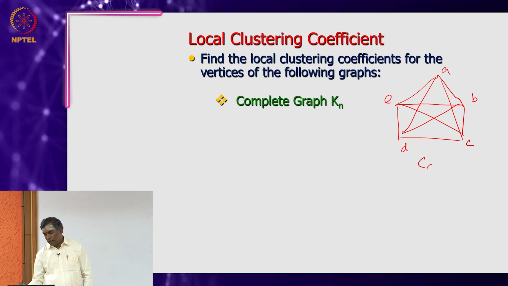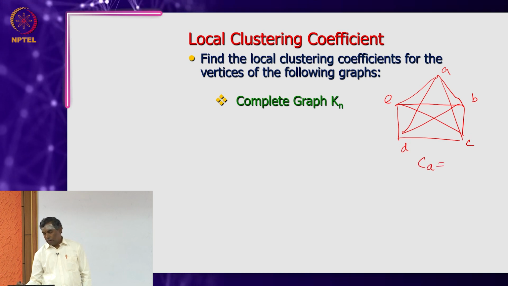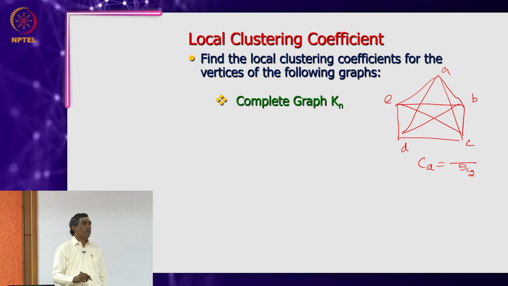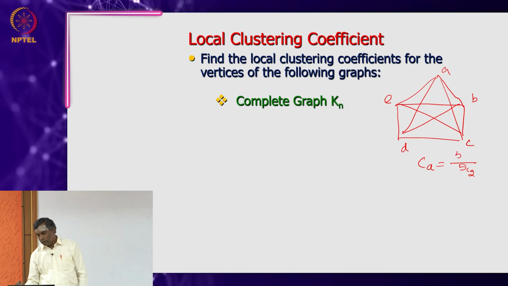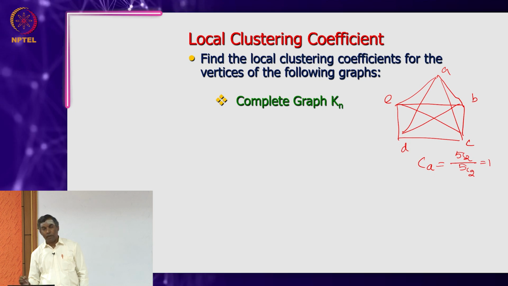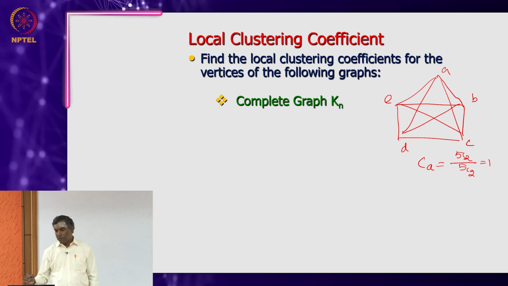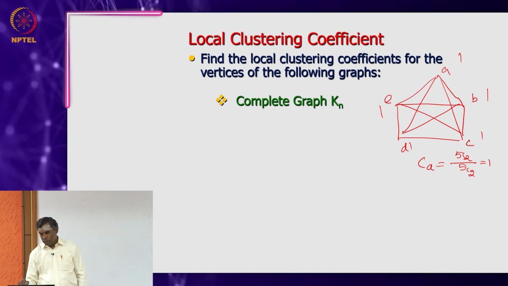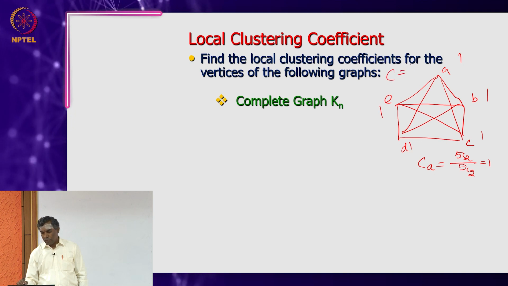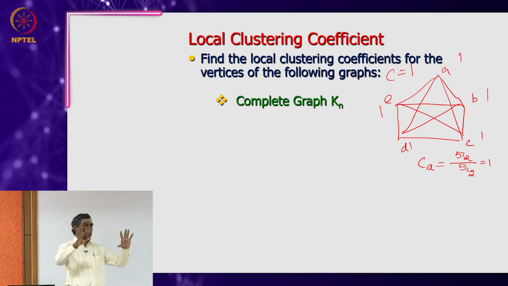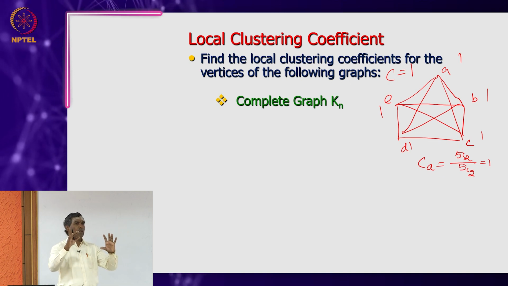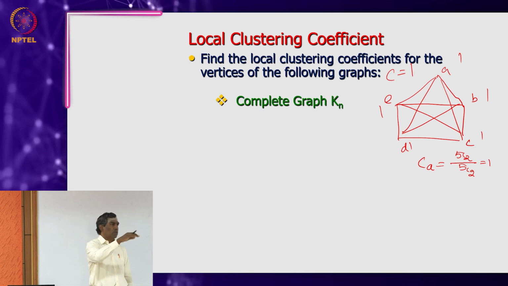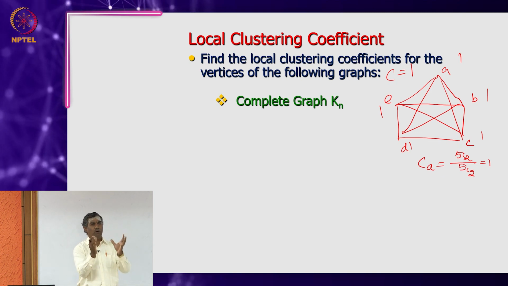C of A is 5 choose 2 over 5 choose 2, of course. Am I correct? So the clustering coefficient of all of them is 1. Therefore, the global clustering coefficient is also 1. If it is 1, it means all the members interact with each other. Everyone knows each other. That is the best model.